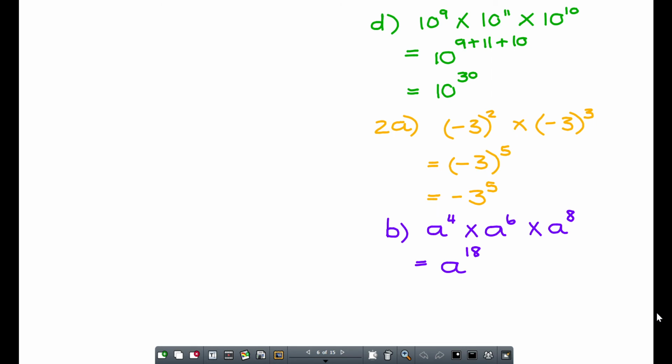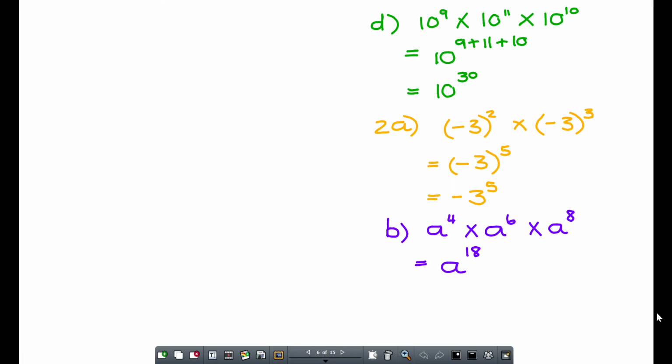My base is 10. So my answer's base would still stay 10. All I do is I add the exponents. So 9 plus 11 plus 10 means that my final answer is 10 to the power of 30.